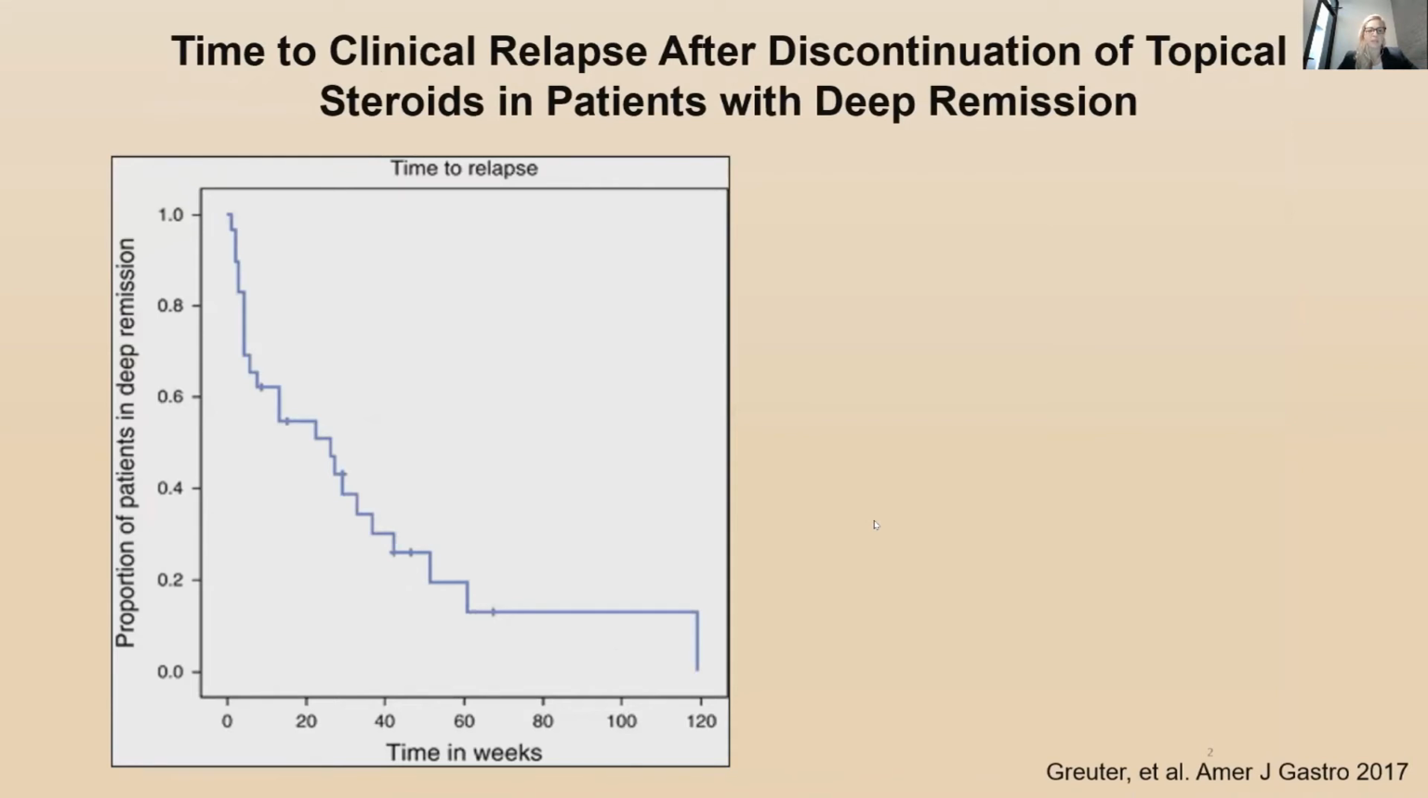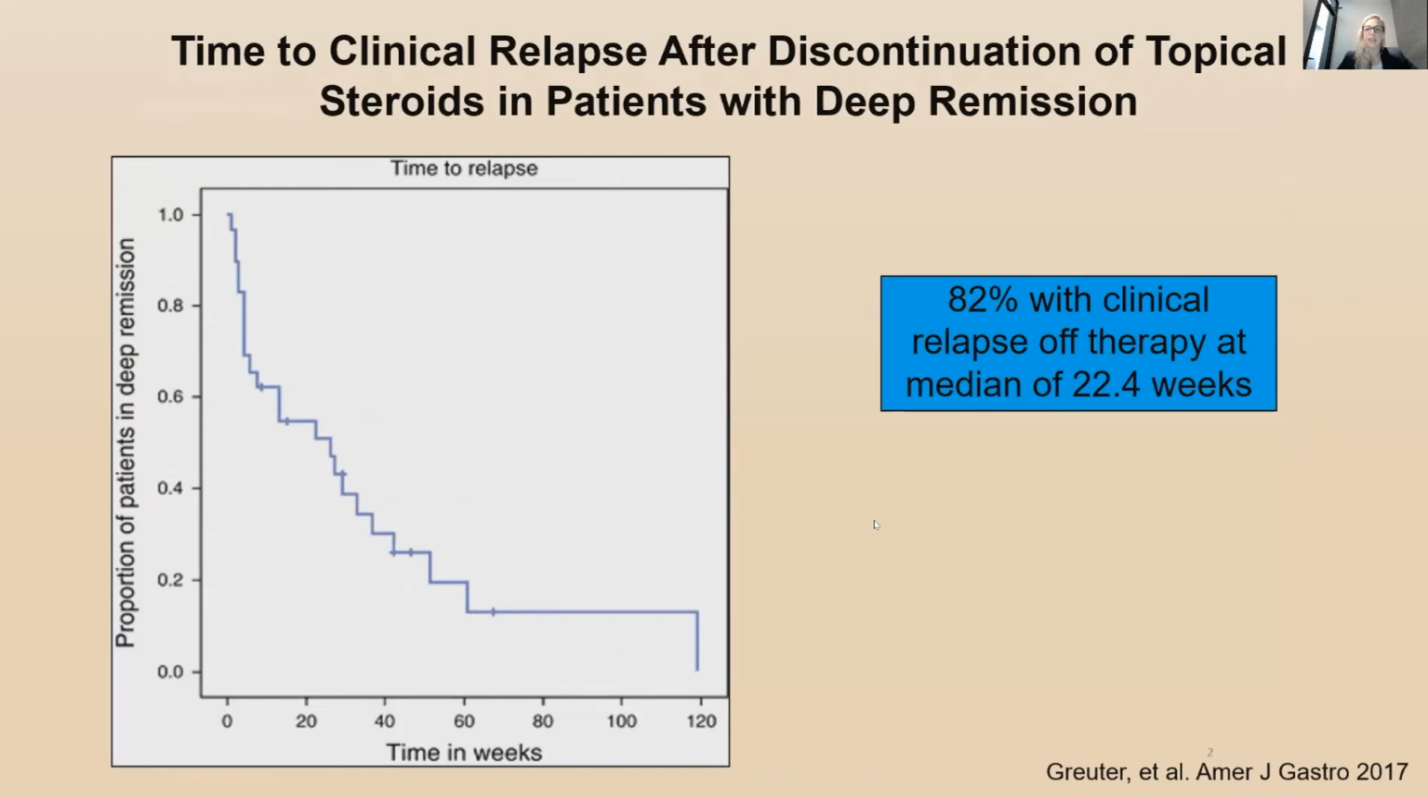But we know in patients that have even achieved deep remission with topical steroids, that in 82% who were taken off of therapy, relapse occurs within a median of 22.4 weeks. And this essentially reiterates that EOE is a chronic process and relapse truly is the norm.